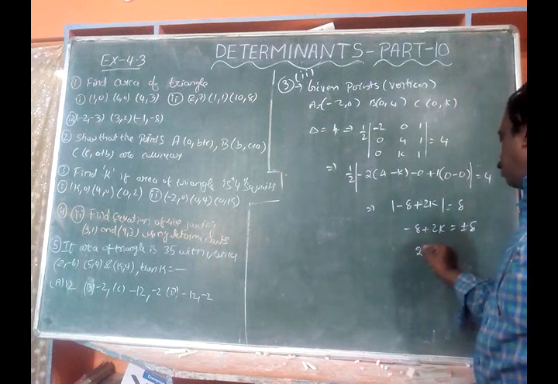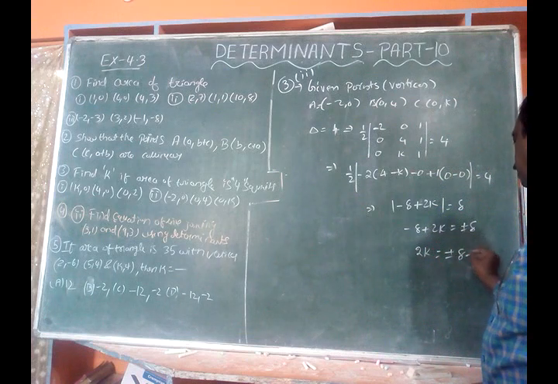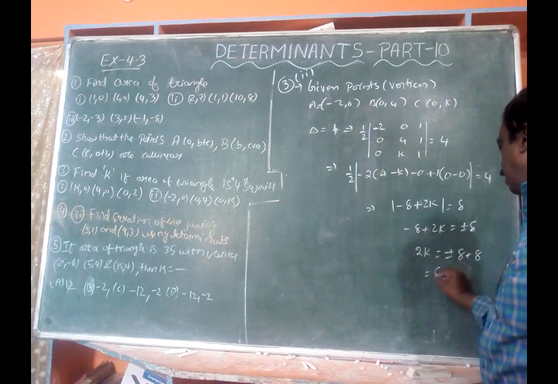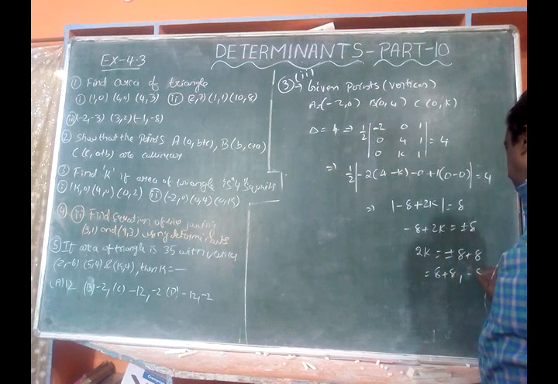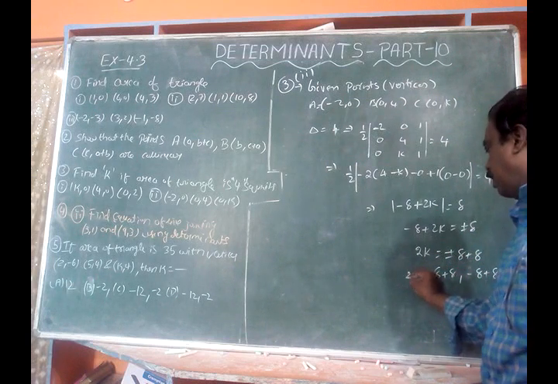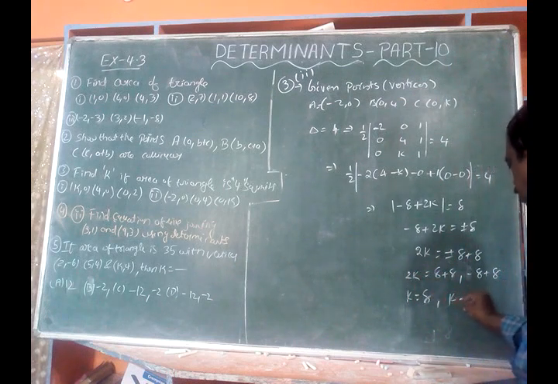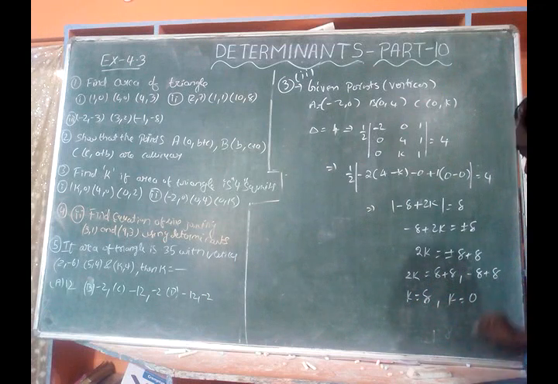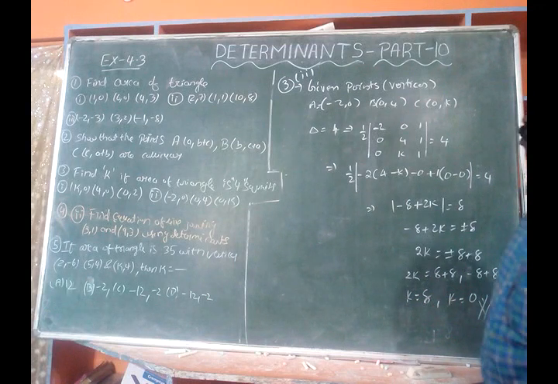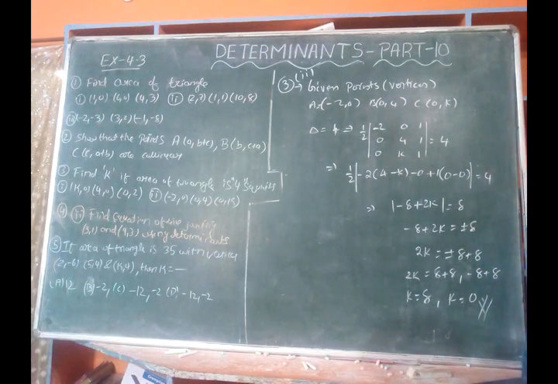Okay, now? So 2k is equal to plus or minus 8 plus 8. So one time it is 8 plus 8, other time it is minus 8 plus 8, 2k value. So k is equal to 16 by 2, which is 8. Here k is equal to 0 by 2, which is 0. So the k value may be 0 comma 0 or 0 comma 8.